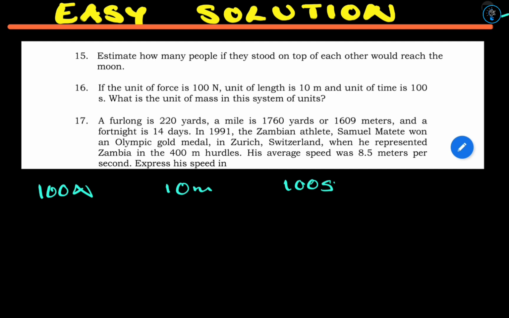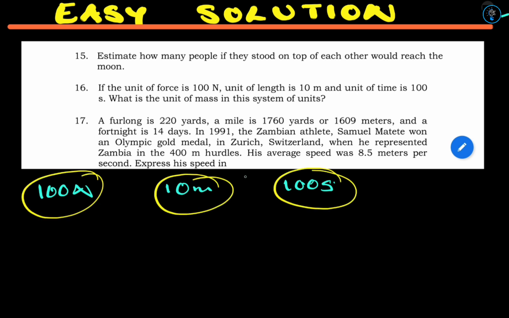Okay, we need to know the relationship between force, mass, and time. We're given these ones. This one is related to force, this one is related to mass, and that one is time. Let's see the relationship between these three. The only formula that relates these three dimensions together is force equals ma. So let's use this one.